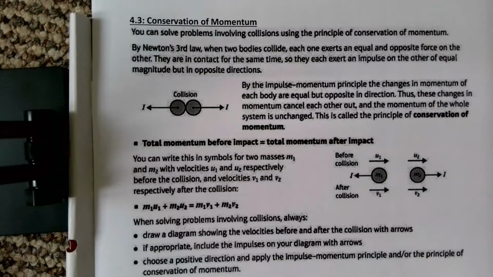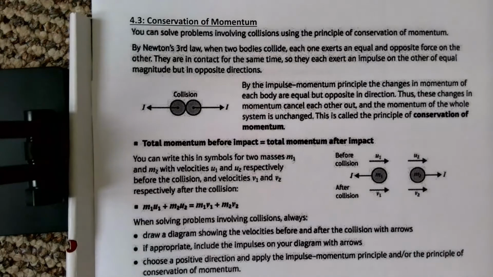Okay, so conservation of momentum then. It says here, by Newton's third law, when two bodies collide, each one exerts an equal and opposite force on the other. They are in contact at the same time, so they each exert an impulse on the other of equal magnitude but in opposite directions. By the impulse momentum principle, the changes in momentum of each body are equal but opposite in direction. Thus, these changes in momentum cancel each other out, and the momentum of the whole system is unchanged.